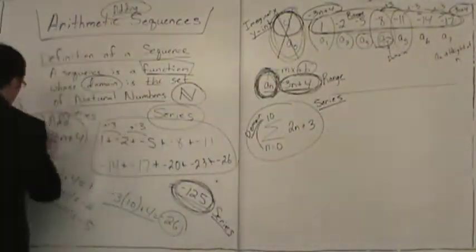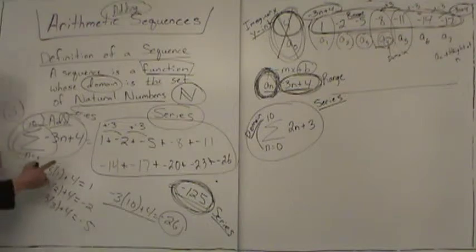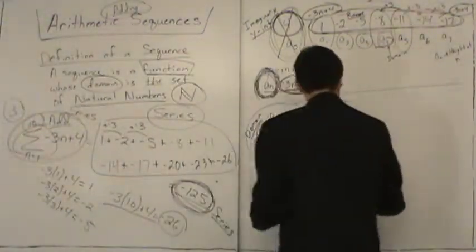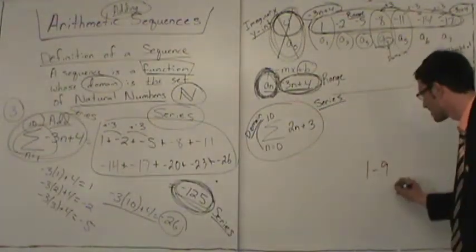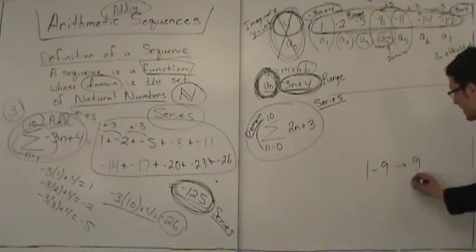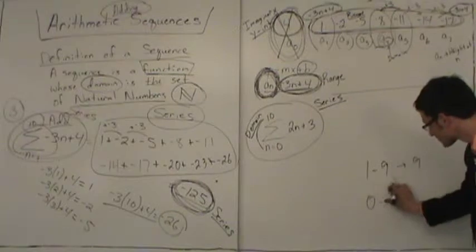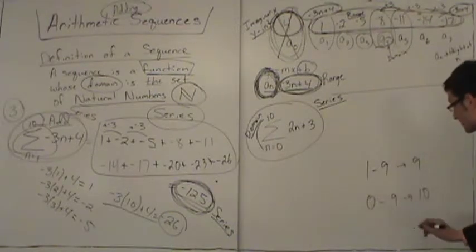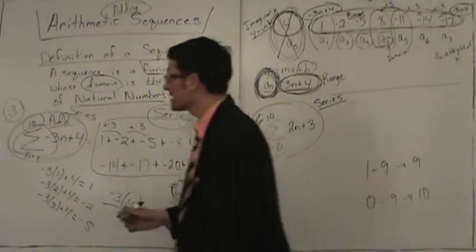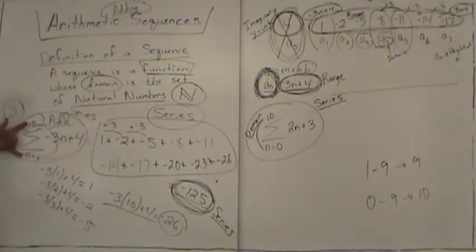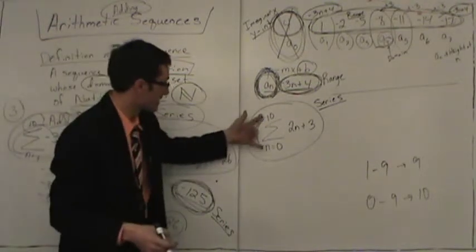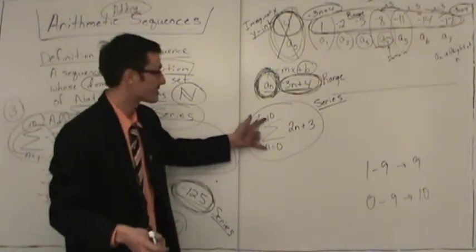How many numbers are there from 1 to 10? We talked about this before. I asked you a few videos back, how many numbers are there from 1 to 9? Well, there are 9. How many numbers are there from 0 to 9? Well, that's 10. So how many numbers are there from 1 to 10? There are 10. Now, how many numbers are there from 0 to 10? There's one more. There's 11.